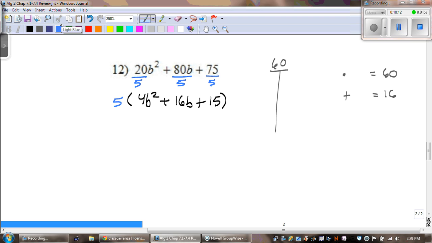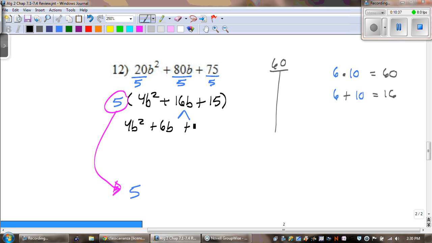Do you guys know what they are? Should just be 6 and 10. So when we split the middle term, since we're splitting the middle term, I don't want to lose this 5. So I'm going to make sure to bring it all the way down into my final answer. Okay? So I'm splitting that middle term to 4b squared plus 6b plus 10b plus 15.